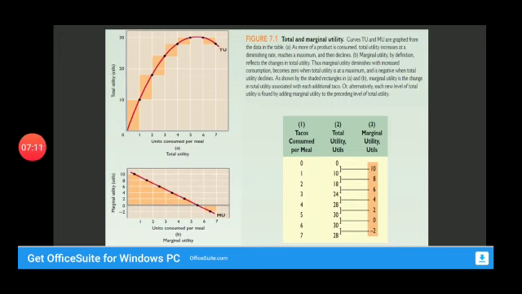Then when total utility is maximum, that is 30, then the marginal utility is 0. And when the total utility is decreasing from 30 to 28, the marginal utility is negative.